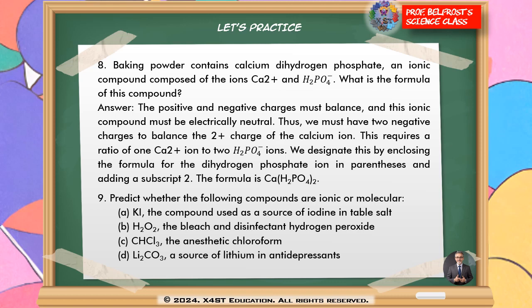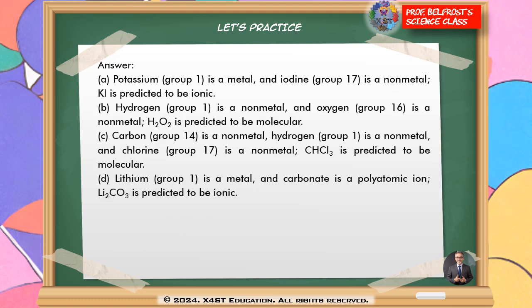Done. Number 9, the last problem. Predict whether the following compounds are ionic or molecular: KI, H2O2, CHCl3, Li2CO3. I hope you can name these, or maybe not in this lesson, maybe in the next lesson.